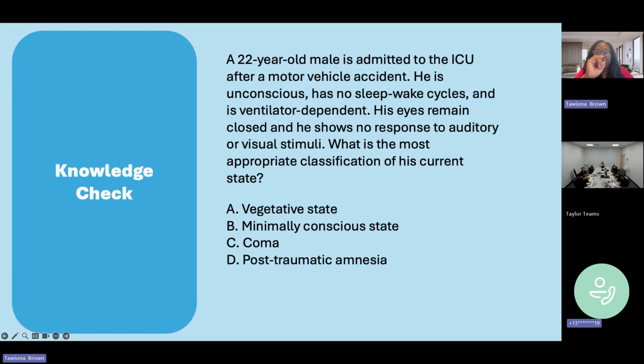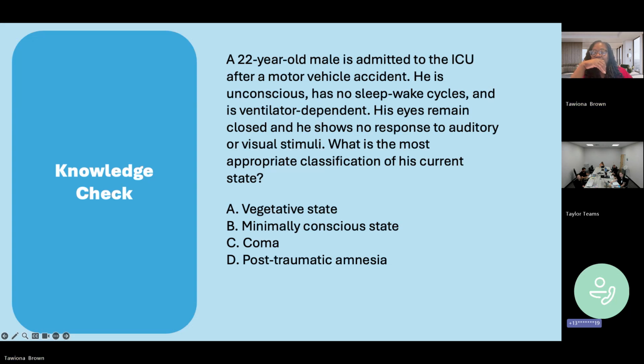All right. So here is your knowledge check. You have a 22-year-old male who was admitted to the ICU after a motor vehicle accident and he is unconscious. He has no sleep-wake cycles. He is vent dependent. His eyes remain closed and he shows no response to any type of auditory or visual stimuli. What is the most appropriate classification for this person's current state?